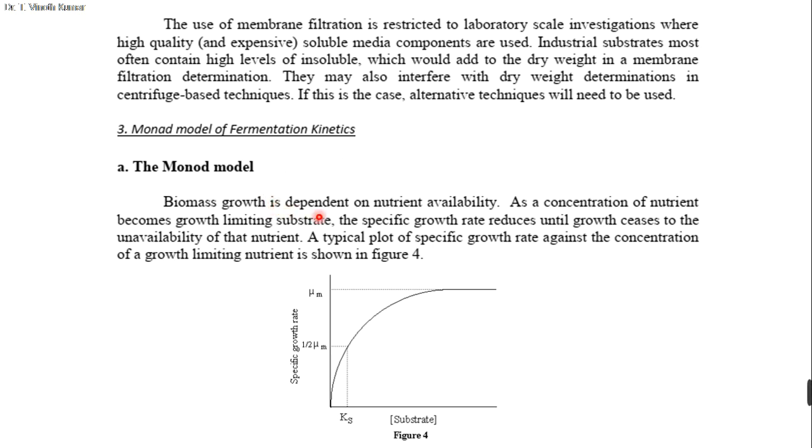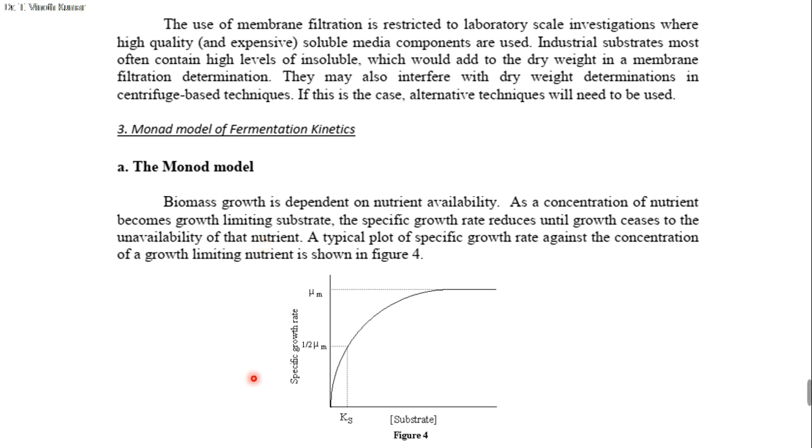The biomass growth is dependent on the nutrient availability. I already told you, the growth of the cells is completely dependent on the availability of the nutrients: the carbon source, nitrogen source, oxygen source, and everything. As the concentration of the nutrient becomes a growth limiting substrate, the specific growth rate reduces until growth ceases due to the unavailability of that nutrient. So till the nutrient is available, the cells will grow, and that will attain a particular saturated level.